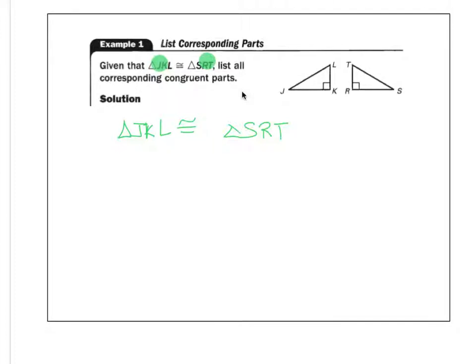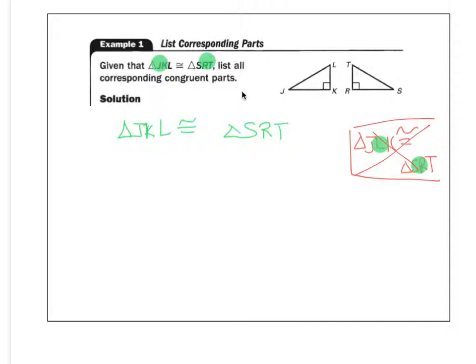Okay? If you write, in this example, triangle JLK is congruent to triangle SRT, you're telling me that angle L and angle R are congruent, and clearly angle L and angle R are not congruent because R is 90 degrees and L here is less than 90 degrees. So just be very mindful about the sequence when you write the triangles.